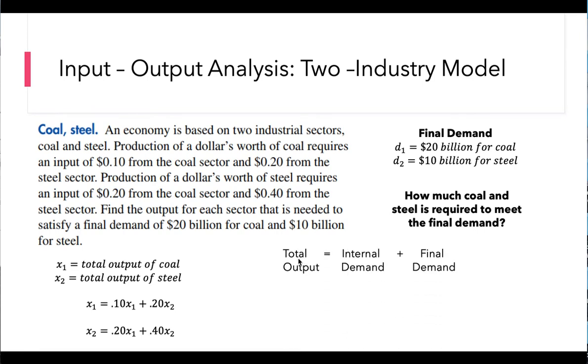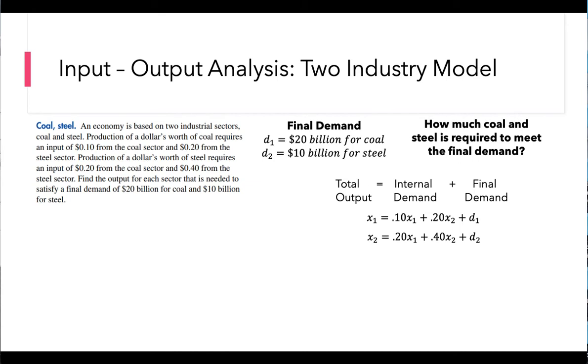Okay, well, the total output is going to require this internal demand, which is right here, plus the final demand, which is right here. So now we want to take into account this final demand. That means our total output is going to require 10 cents from coal, 20 cents from steel, plus the amount that we need for that final demand. And same for the second equation. Okay, now here's all that information that we have.